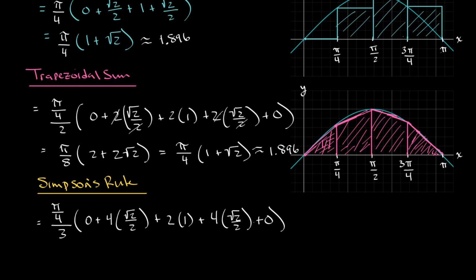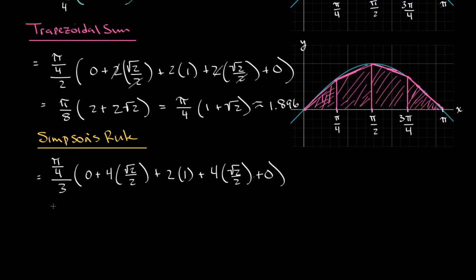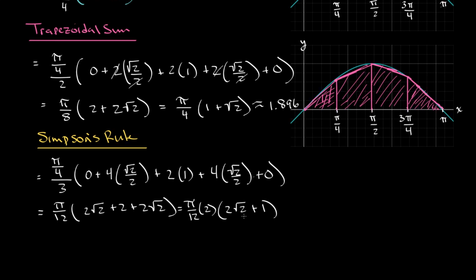And let's see what this comes out to. Let's see if we get a better approximation. So we're going to be left with pi over 12. And then in parentheses here, this is 2 square roots of 2 plus another 2 square roots of 2. So this comes out to pi over 12. And then let's see, we can factor out a 2. And then in here, we're going to have 2 square roots of 2 and then plus 1. Let's see if I factored that right. Yes. So this is what we have left. This is going to go to 6. So we're going to have pi over 6 times this in the parentheses.